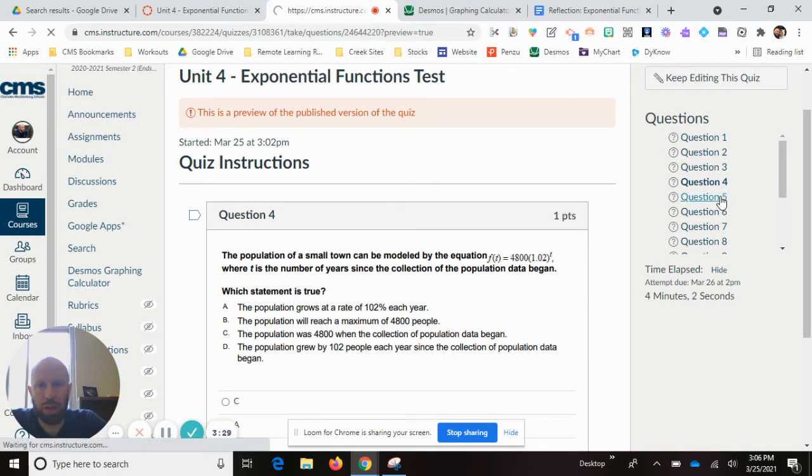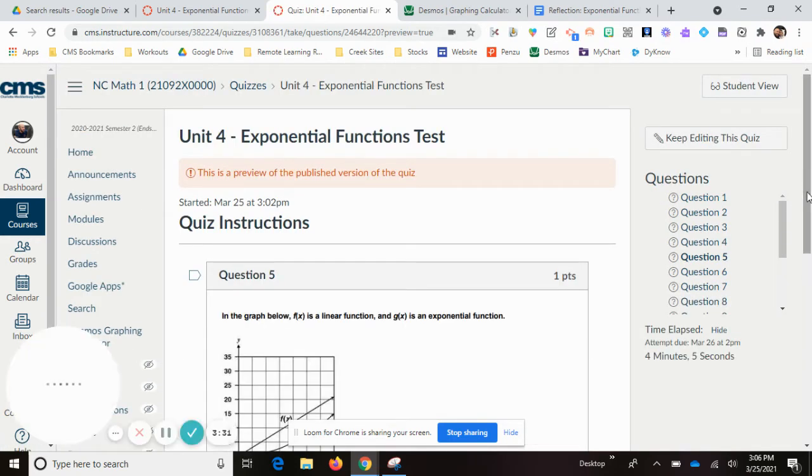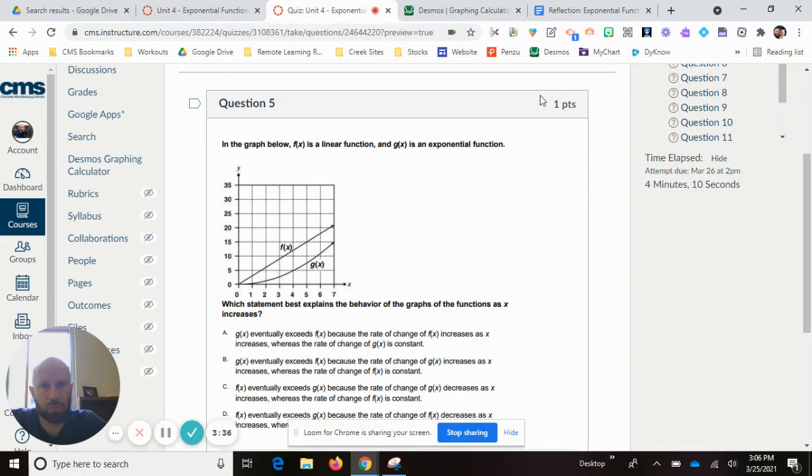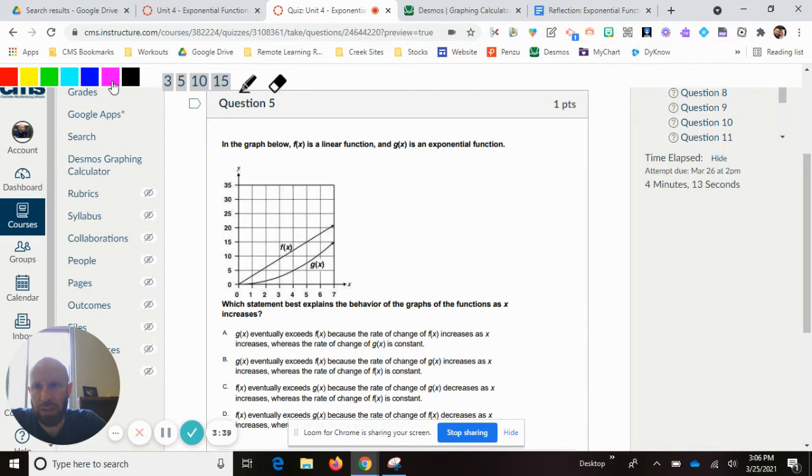Move on to question 5. Question 5, we have 2 different graphs that are here. g of x is exponentially increasing, so g of x will eventually be more than f of x. g of x eventually exceeds, so it's either A or B. It's not going to be C because f of x is going to be smaller. It's not going to be D because f of x is smaller.